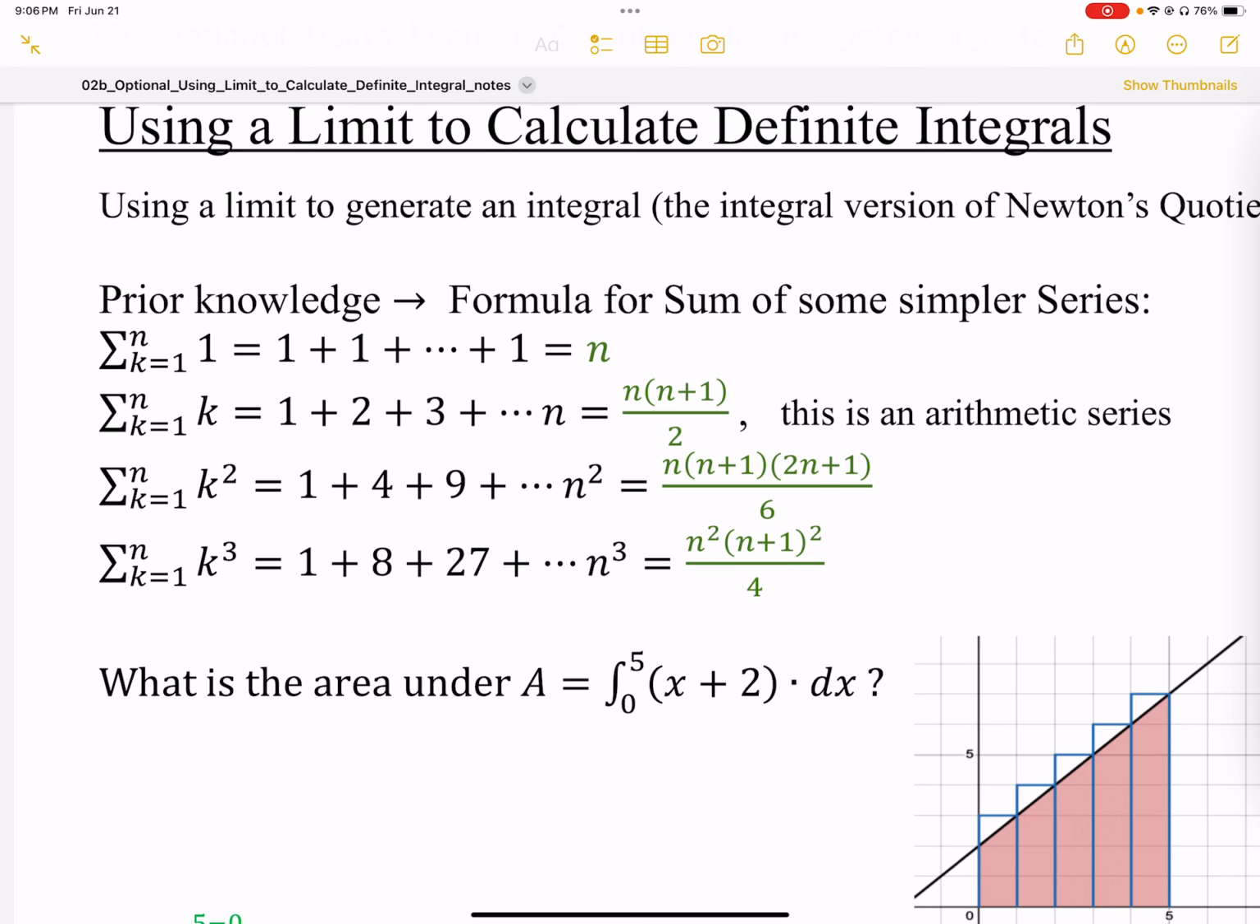So we don't need to know how we came up with them, but understand that if we come up with the sum from k equals 1 to n of k, it's going to be the arithmetic series formula. For k squared, we're going to use this formula here.